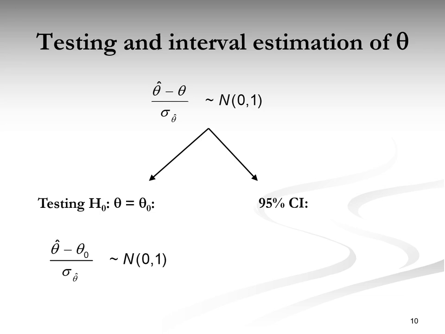that theta is equal to theta 0. We can also use the fact that our standardized estimate follows a normal distribution or a standard normal distribution. We can also use this property to construct a 95% confidence interval. So if we take our estimate and we subtract and we add 1.96 times the standard deviation of the sampling distribution, then we obtain the lower and upper limit of a 95% confidence interval.